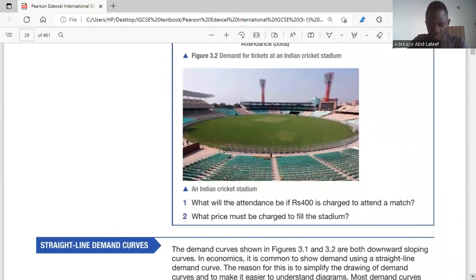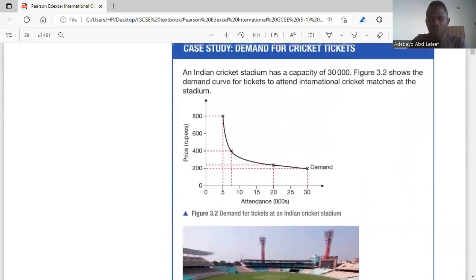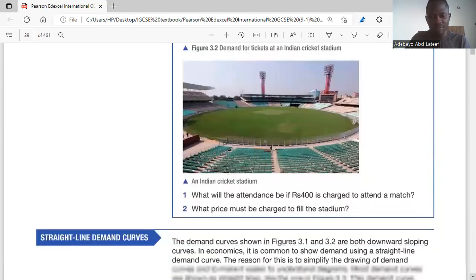What price must be charged to fill the stadium? The stadium has 30,000 capacity. So what price must be charged to fill this stadium? 800? No, to fill the stadium. 400? No, look at the capacity. The capacity is 30,000. And to reach 30,000 capacity, how much must be charged? 200, thank you. So that's the amount to be charged to reach that capacity.